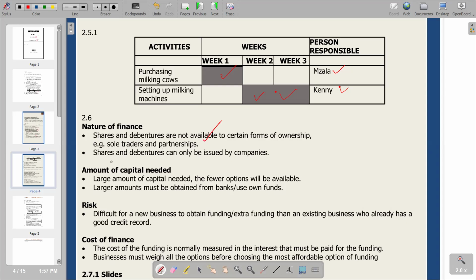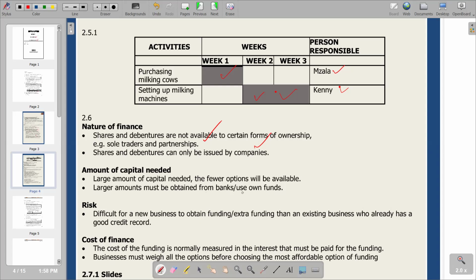The second point is the amount of capital needed. If there is a large amount of capital needed, the fewer options will be available. So if you need more capital, the sources of finance will be limited in terms of the options from which you can acquire those funds. The next point is that large amounts must be obtained from banks or use own funds.